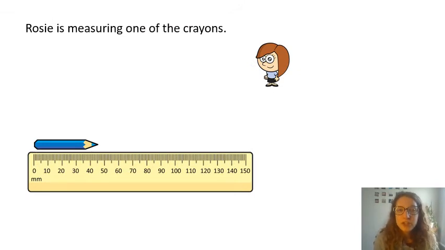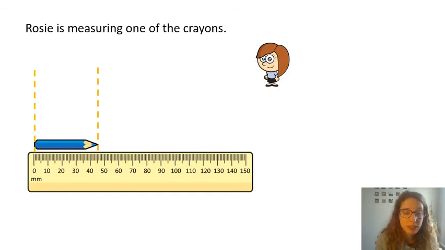Okay, so she's measuring one of the crayons on its own now. Have a look. How long is that crayon? This one's a bit trickier because it falls between two of the numbers. Okay, so we've got 0. And it's not quite on the 40 and it's not on the 50. So we need to make sure we're being really accurate here.